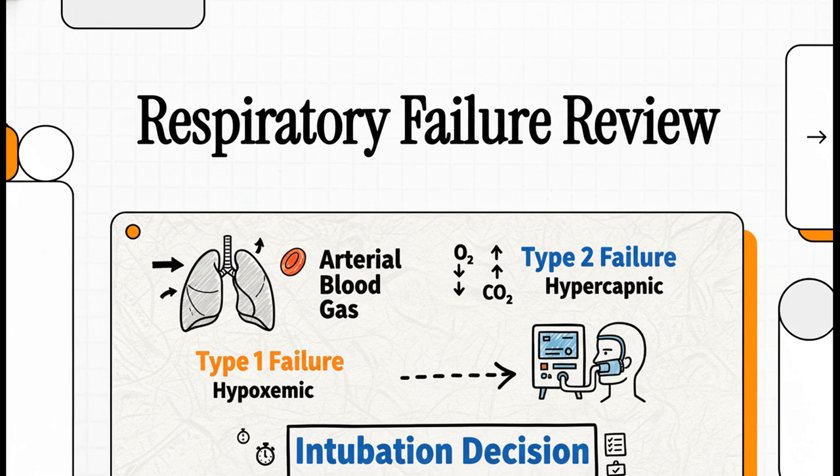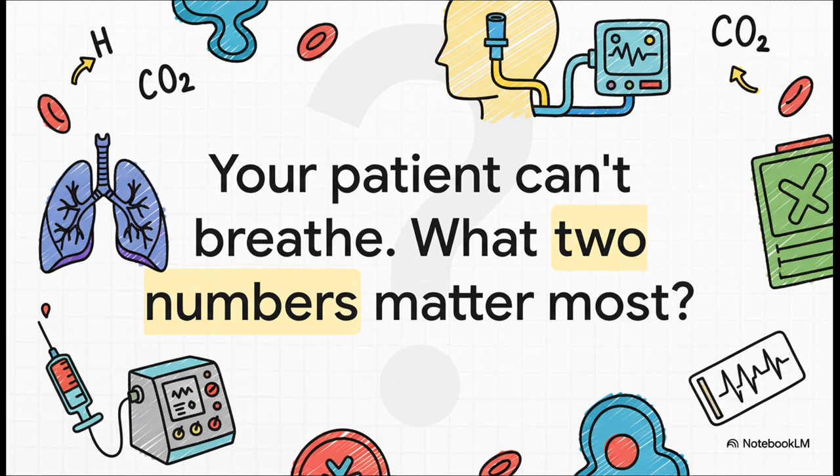Let's do it. Okay, let's start with a classic exam-style question. Your patient is struggling to breathe. They're in obvious distress. In that chaos, what do you need to know? There are two numbers that are going to cut through all the noise, the PaO2 and the PaCO2. These two values from their blood gas, they're going to be the foundation for everything you do next.